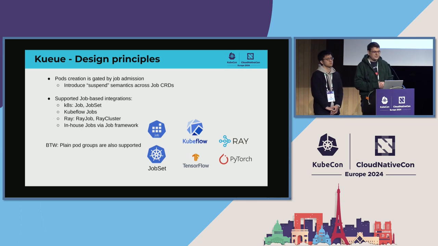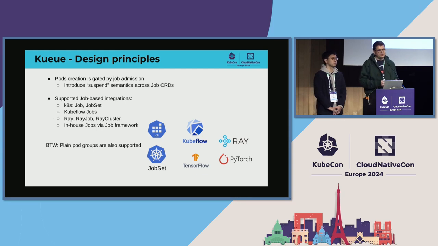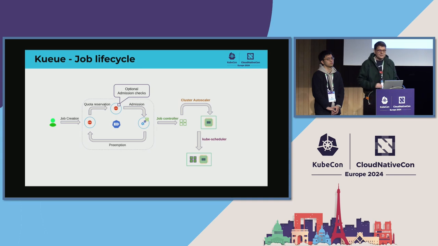And by today, Q supports seamless integration with job, job set, a portfolio of Kubeflow jobs that let you run ML frameworks such as TensorFlow or PyTorch. We also support Ray, and we also expose a job framework that lets you build your integrations with your own in-house job CRDs. And also, by the way, we support pod groups. So if in your environment you create pods by some external systems, then you can also integrate them with Q.